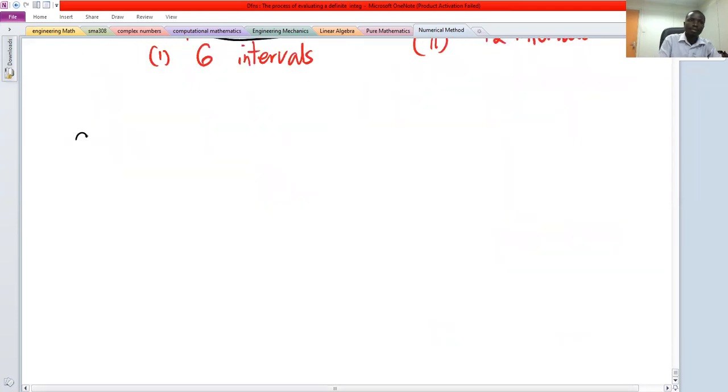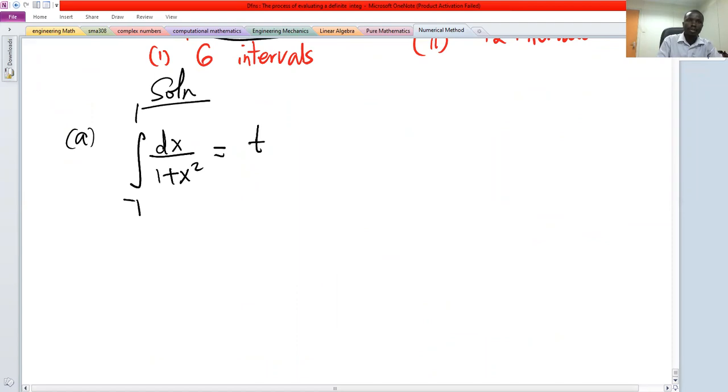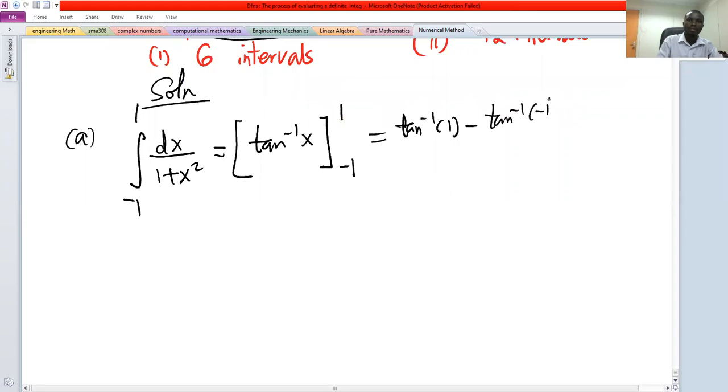Solution. For the first part, we use calculus. The integral from -1 to 1 of dx over 1 plus x squared, by definition, is tan inverse of x from negative 1 to 1, which is tan inverse of 1 minus tan inverse of negative 1. When you work this out properly, you get pi over 2.